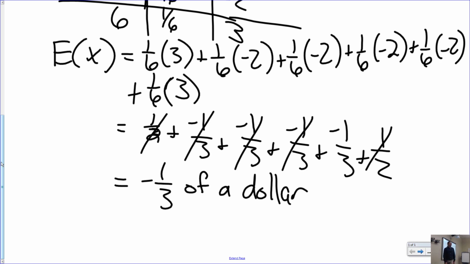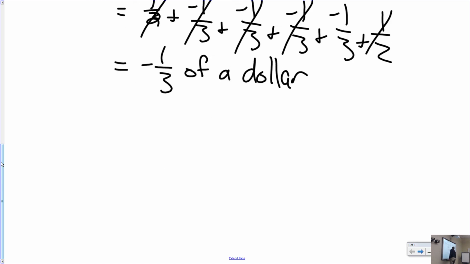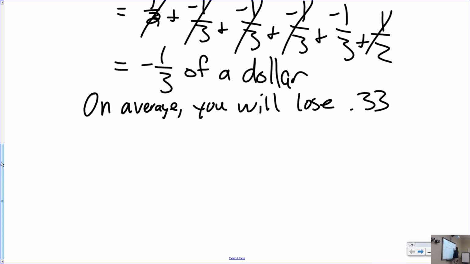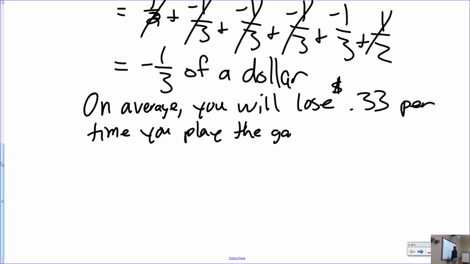So basically the expected value of this game is that you're going to lose 33 cents every time you play. All right? On average, you will lose 33 cents per time you play the game. The house always wins, folks. That's how it works. If you played this game infinitely, however much money you had, the house would have it. Eventually.